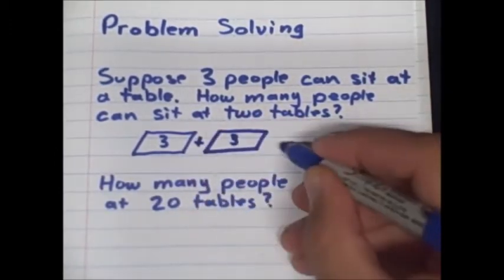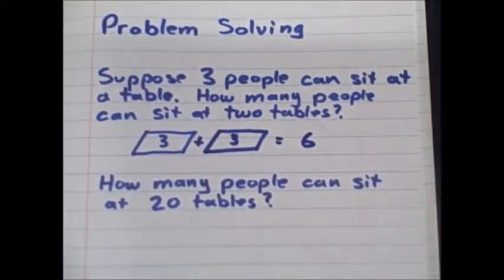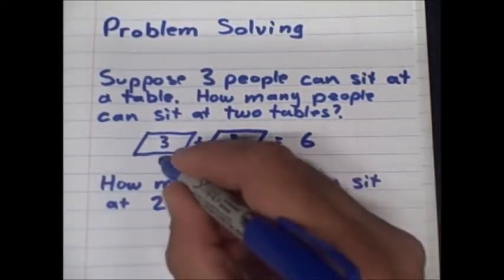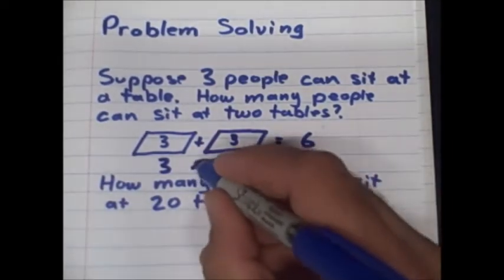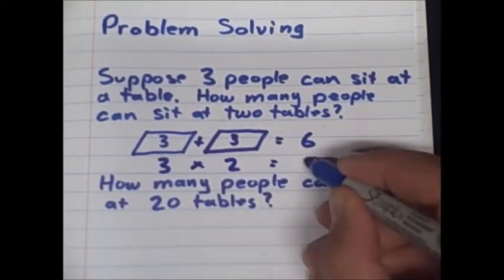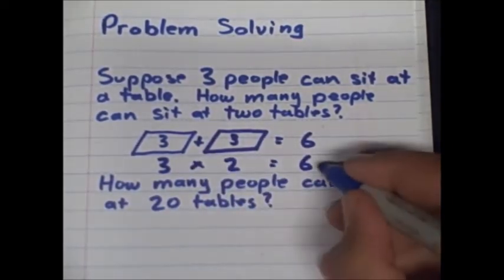And this would be 6 people. So we had 3 times 2 equals 6 people.